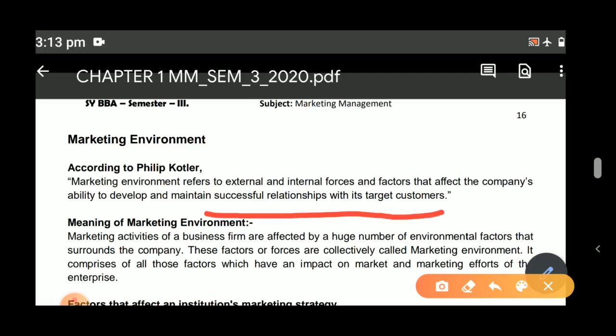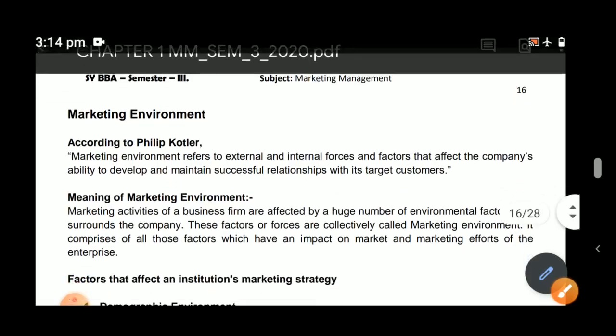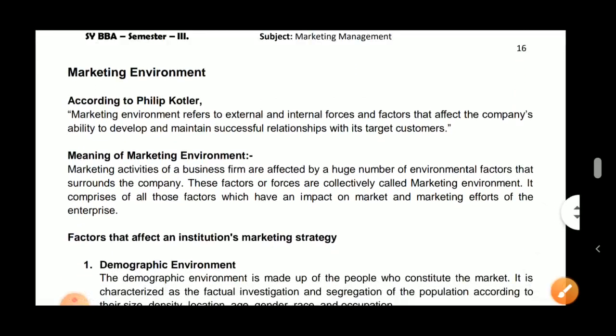Meaning, what do we understand by the marketing environment? Marketing activities of a business firm are affected by a huge number of environmental factors that surround the company. These factors or forces are collectively called marketing environment. It comprises all those factors which have an impact on the marketing and marketing efforts of the enterprise. All right, so this is the basic meaning: anything that affects a company or its marketing activity will be considered as a marketing environment.